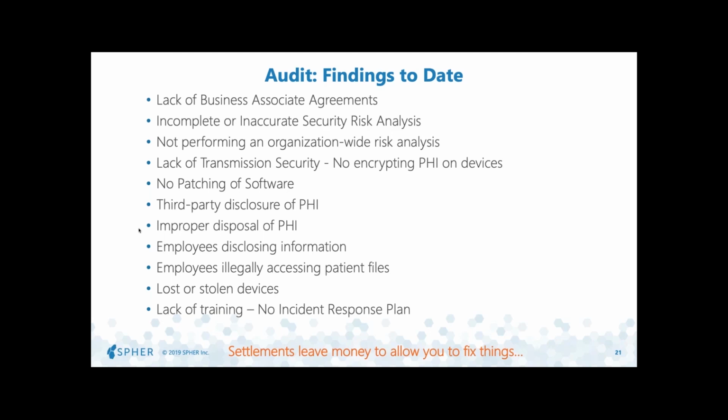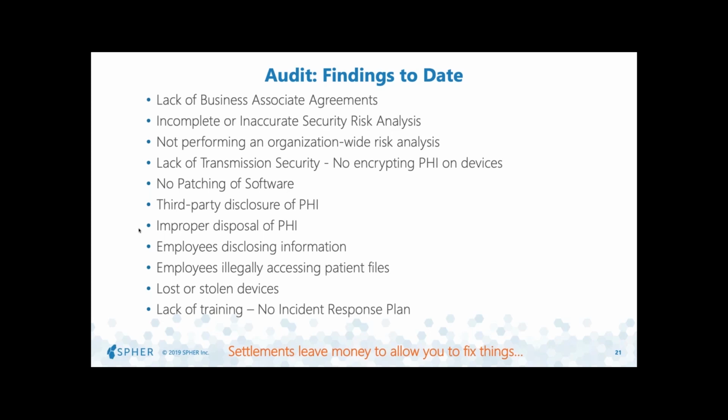An inaccurate security risk assessment. Don't check yes when the answer is no. Don't check no when the answer is yes. Actually take the time to walk through the three sections. The three sections include the administrative, the physical, and the technical safeguards. Sit down with your admin team, sit down with your IT team, and make sure that you're answering those questions in the best possible manner.